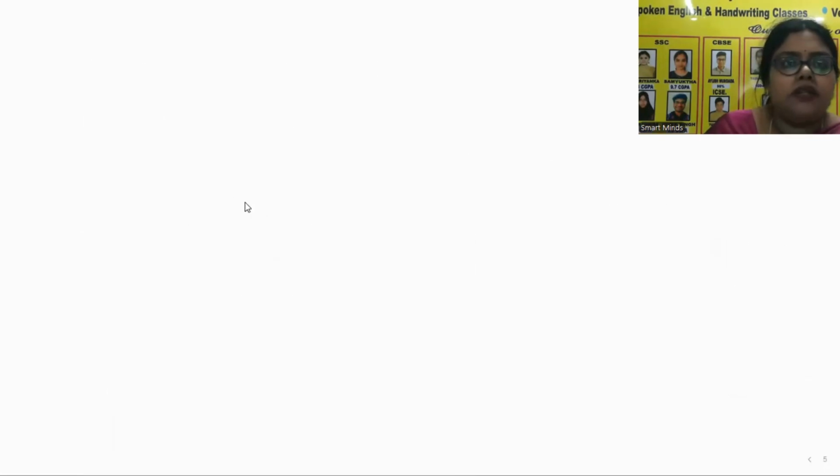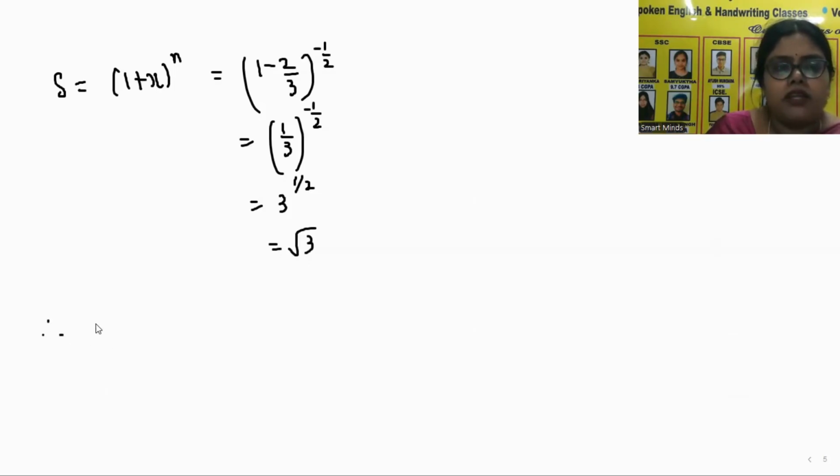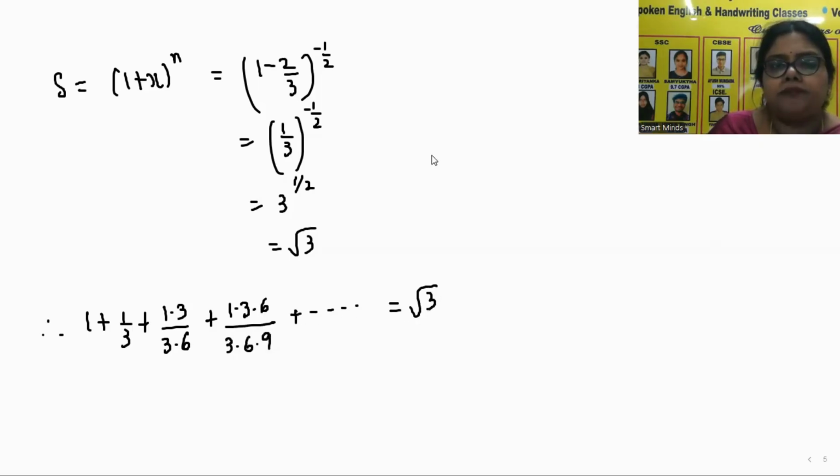Now we will substitute it in the standard form. So S is equal to (1 plus x) whole power n. That is (1 minus 2 by 3) whole power minus 1 by 2. So 1 minus 2 by 3 is 1 by 3, whole power minus 1 by 2. To remove the negative power, we take the reciprocal. So that is 3 power 1 by 2, which equals root 3. So therefore, we write the final conclusion: 1 plus 1 by 3 plus (1 into 3) by (3 into 6) plus (1 into 3 into 5) by (3 into 6 into 9) plus so on, which is equal to root 3.